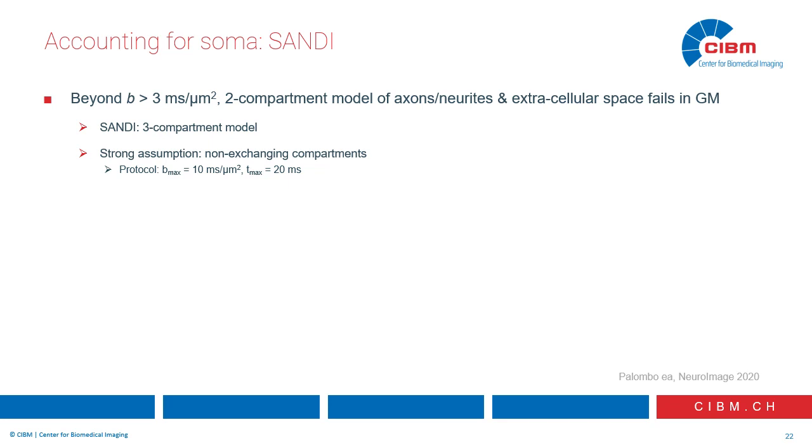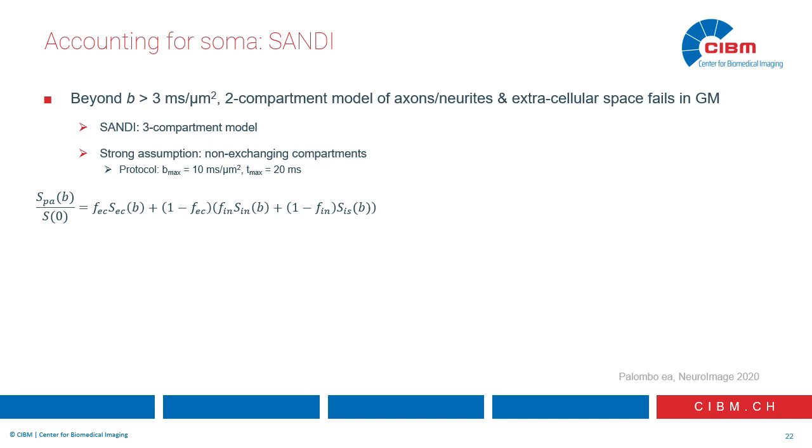Now, it relies on a very strong assumption, which is that of non-exchanging compartments. And thereby, for the protocol, you'd need very high b values, so up to 10, but you also need short diffusion times to neglect exchange, so up to 20 milliseconds. And this is, in practice, not feasible on a clinical system. However, it is on animal systems as well as connectome scanners, so this could be tested.